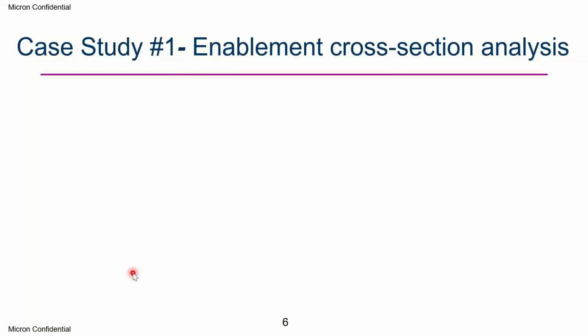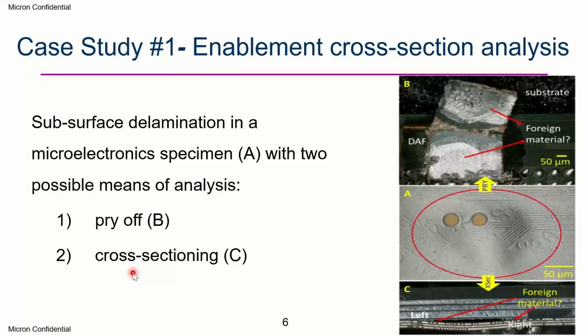The first is enabling cross-section analysis. This is a sample that you would see in our failure analysis. We have a subsurface delamination in our microelectronic specimen. Once this sample comes in for failure analysis, we have two methods we can choose. First, either we pry open the sample and expose the delamination area, or we do a mechanical cross-section to expose the side view of the delamination. Both techniques are reasonable in failure analysis.